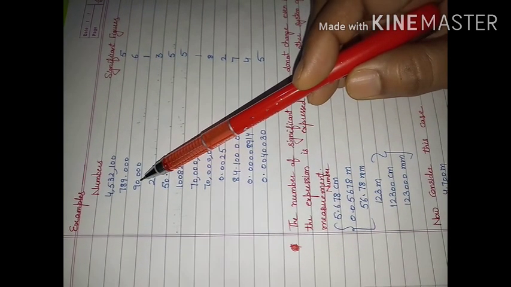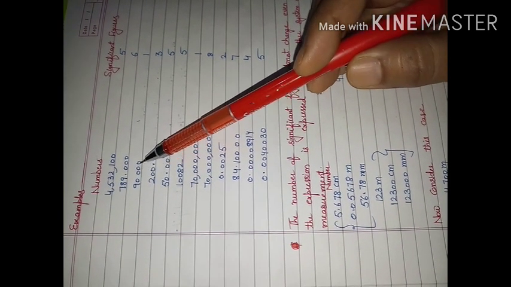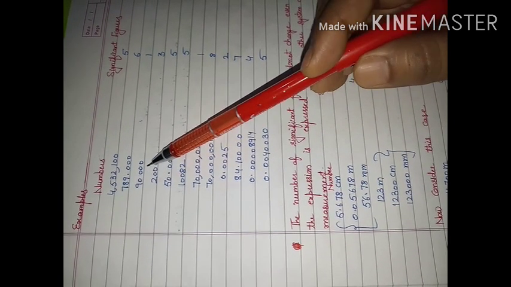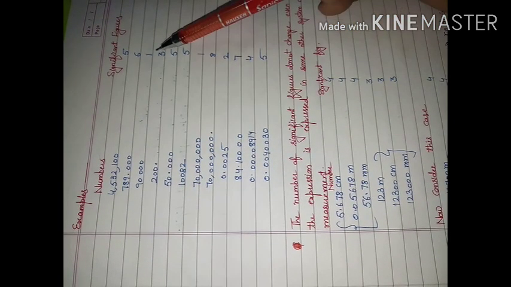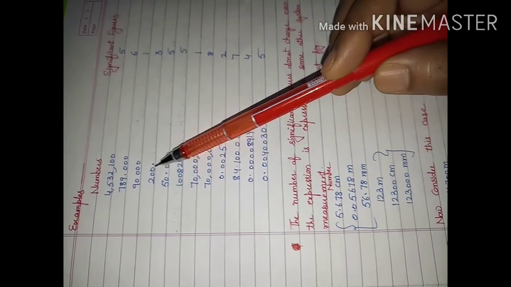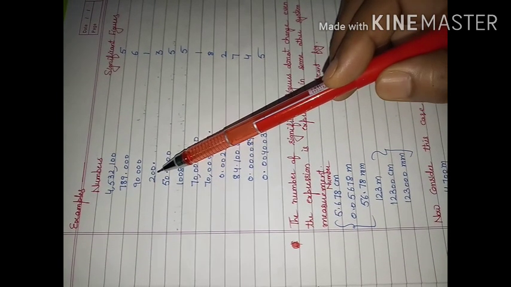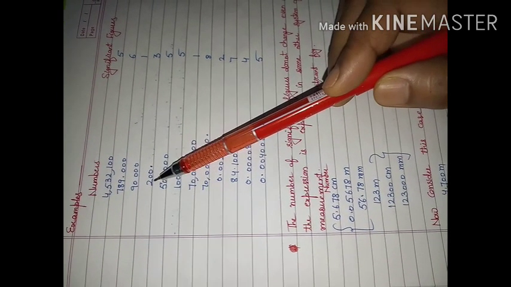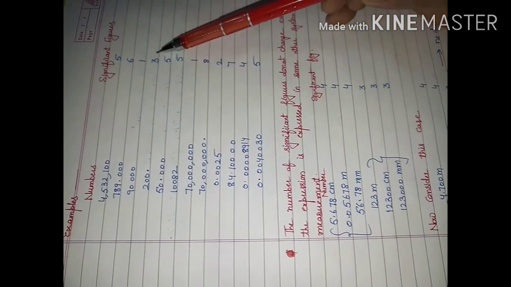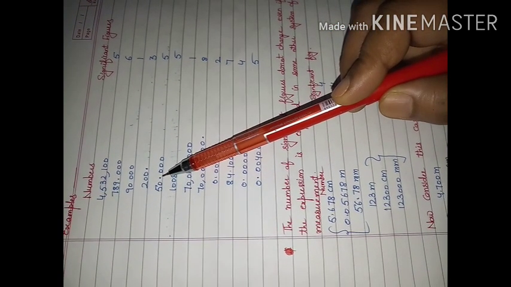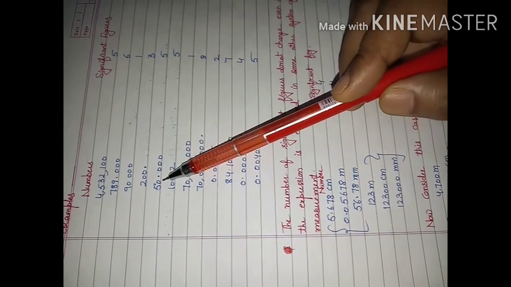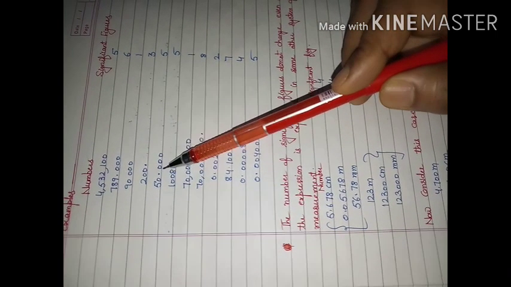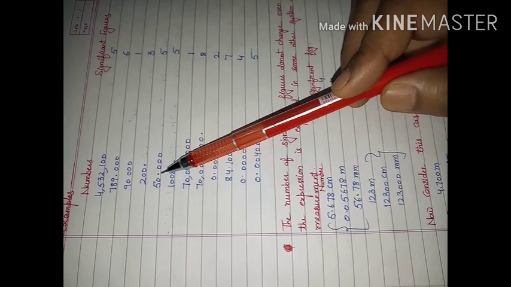In this case, these are trailing zeros without a decimal, so they are not significant. So here the number of significant figures will be 1. In this case, the decimal is there at the end, so these zeros will become significant. So the number of significant figures will be 3. Similarly here, how many will you have? 1, 2, 3, 4, 5. Zeros are significant because a decimal is there.